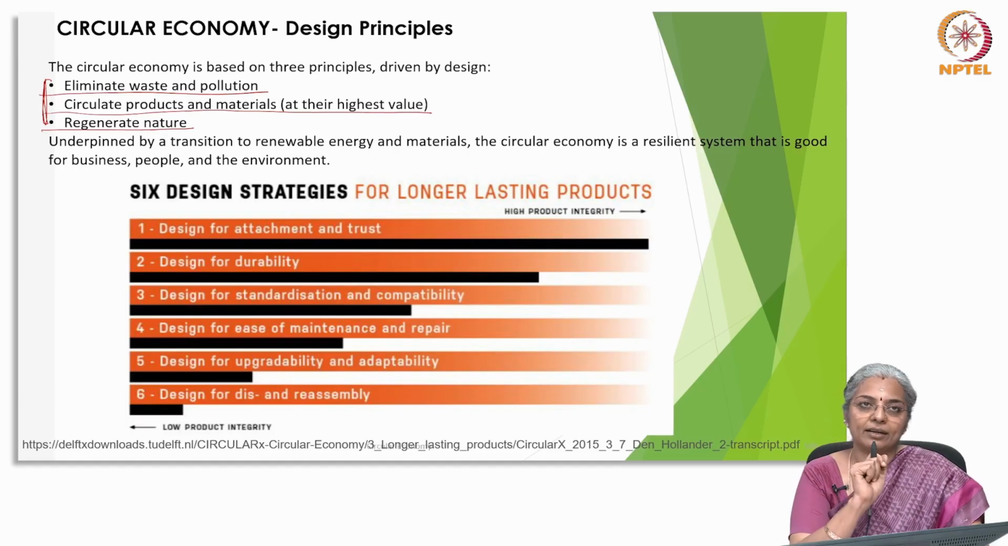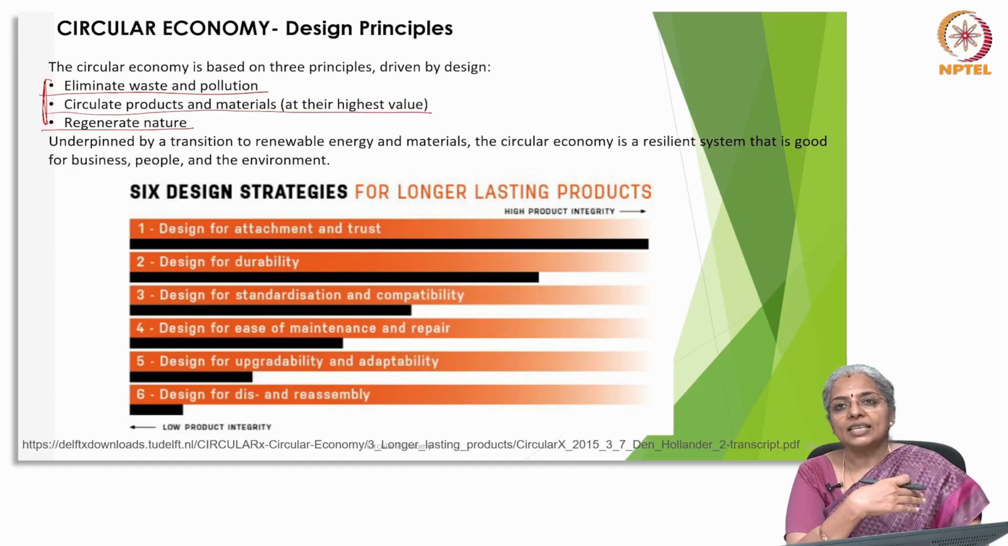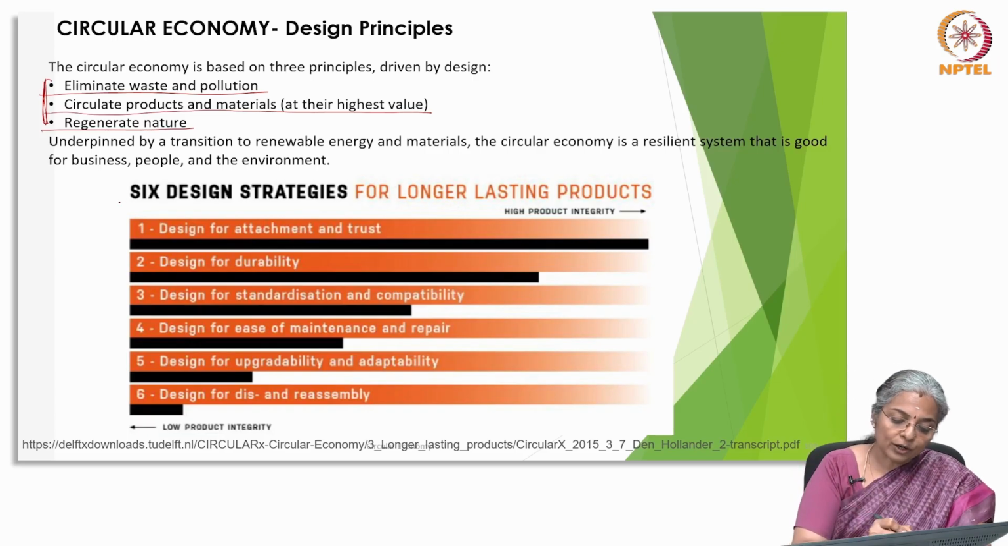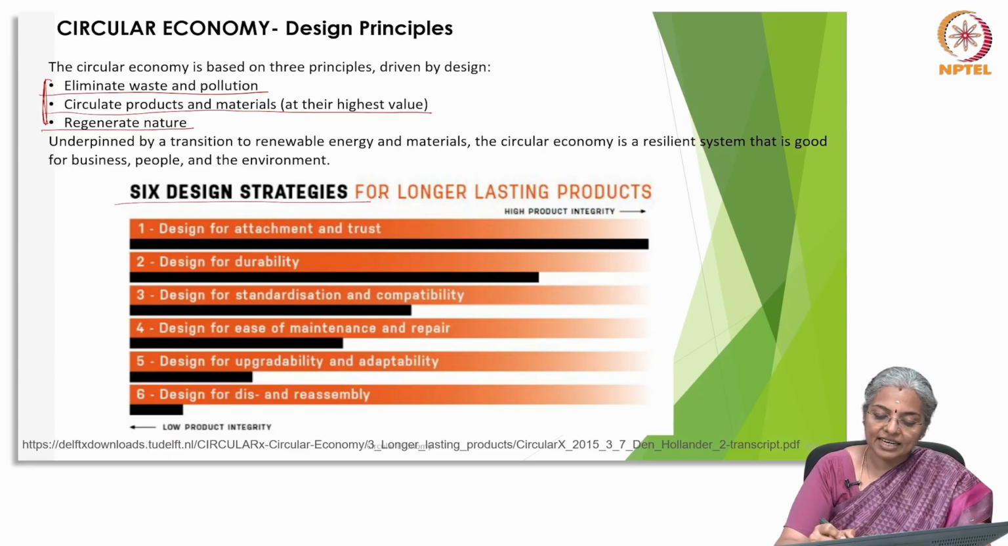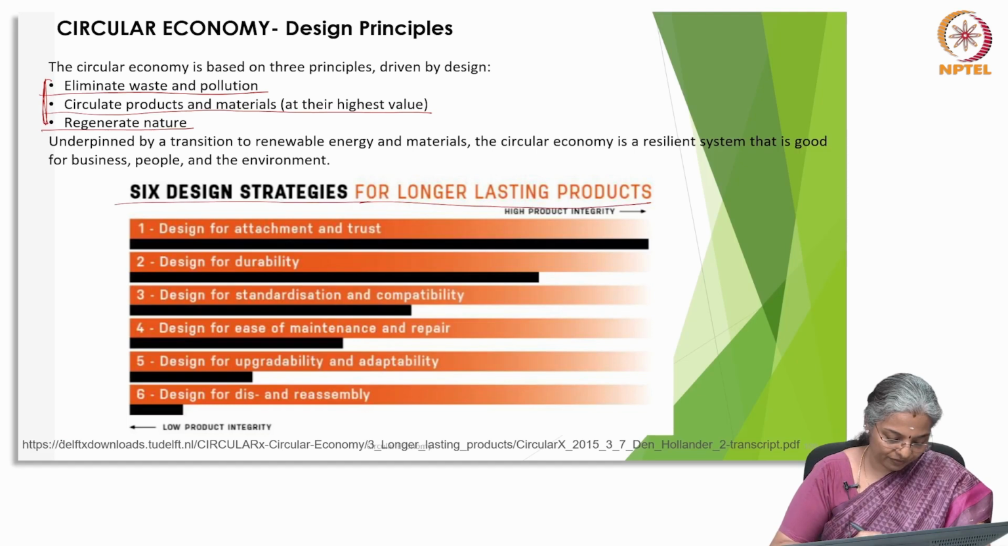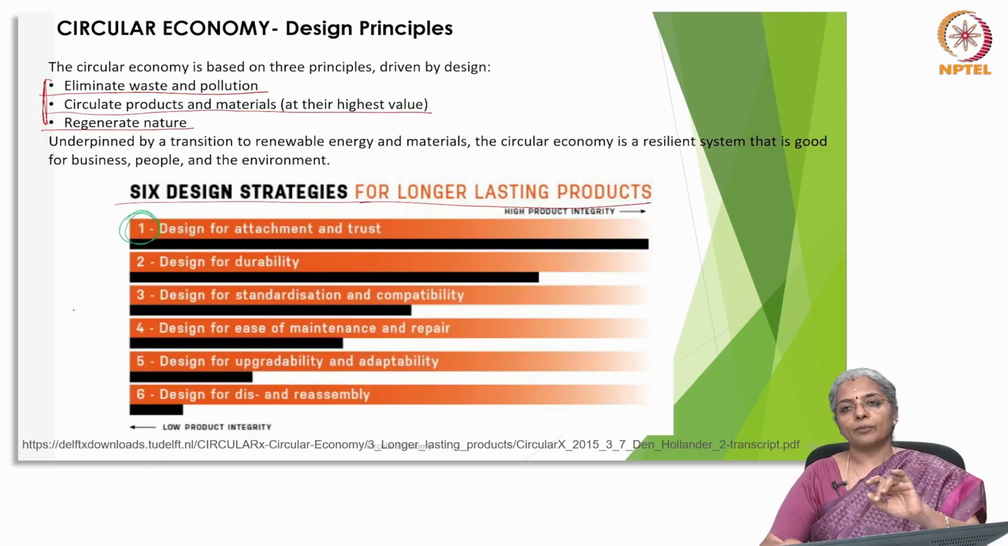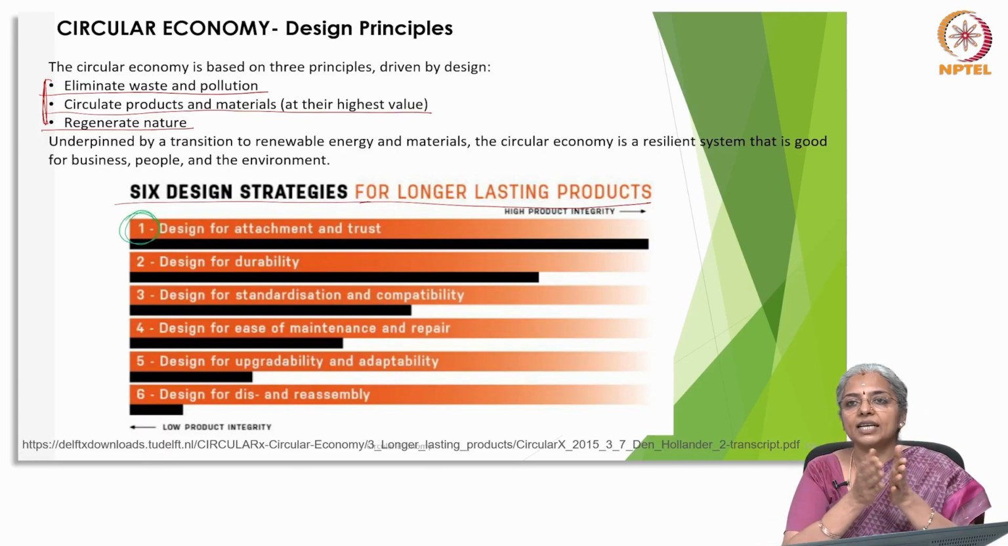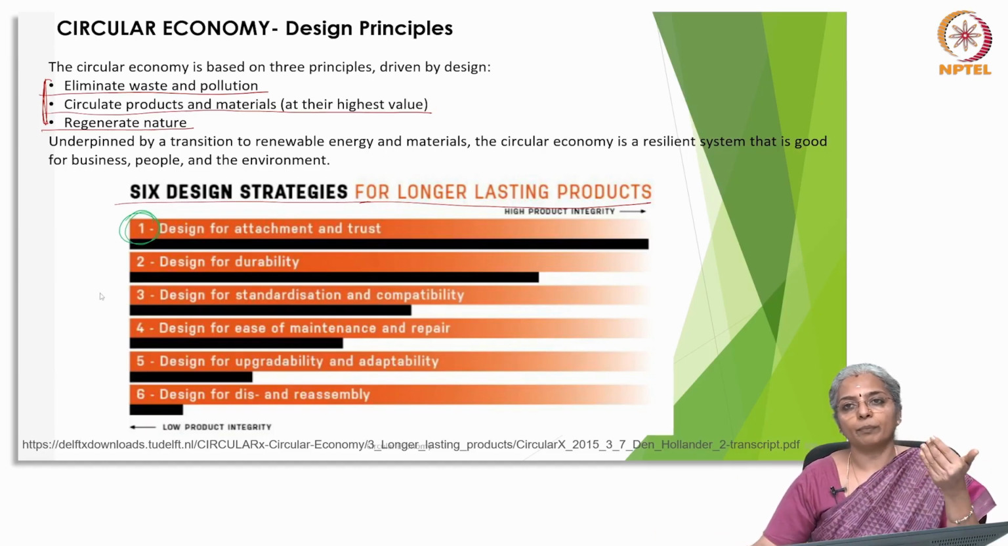and the environment. Now, design for attachment and trust, as we say, is one of the 6 design strategies for longer lasting products. So, how can we achieve that? We can achieve that by first design for attachment and trust. What does that mean? It means it is about creating products that you will love, that people will like, for which there is more trust in that particular product.